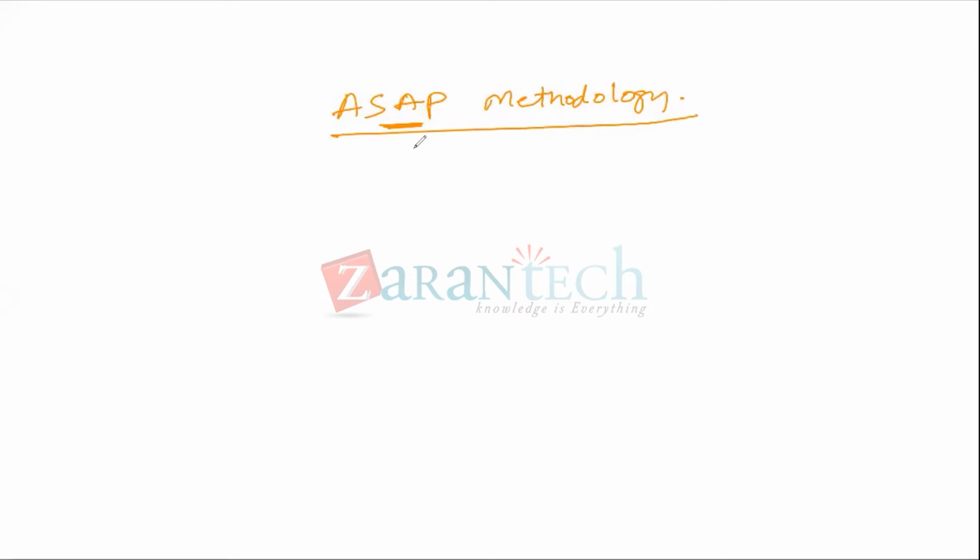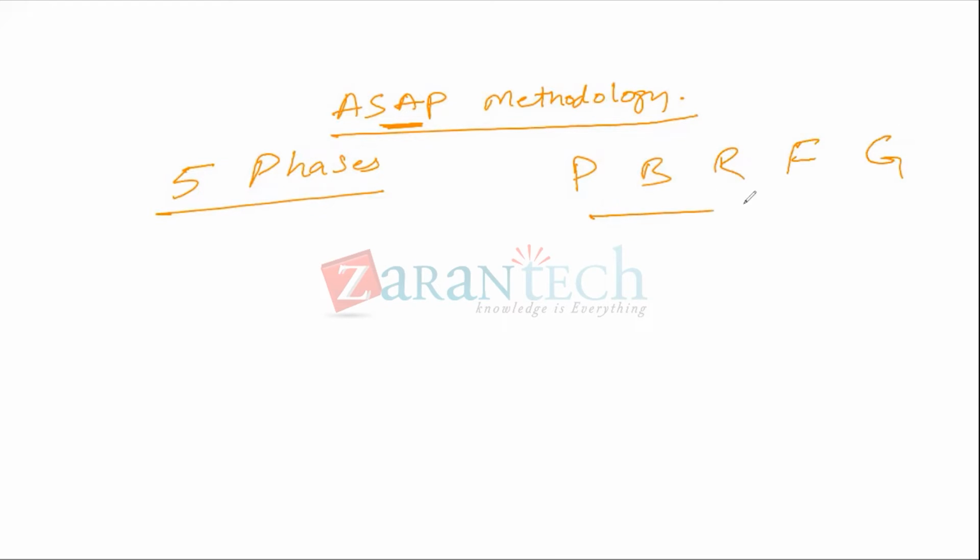If you understand the ASAP methodology, whatever client or company you are working for, you will understand their methodology easily, because it will be more or less the same. Maybe the terminology will be a little different. The ASAP methodology has 5 phases of implementation: project preparation, business blueprint, realization, final preparation, go live and support.